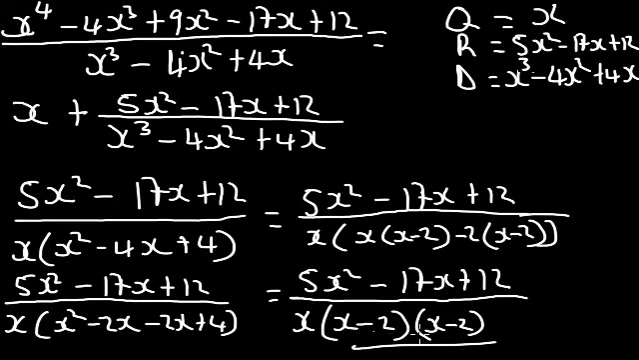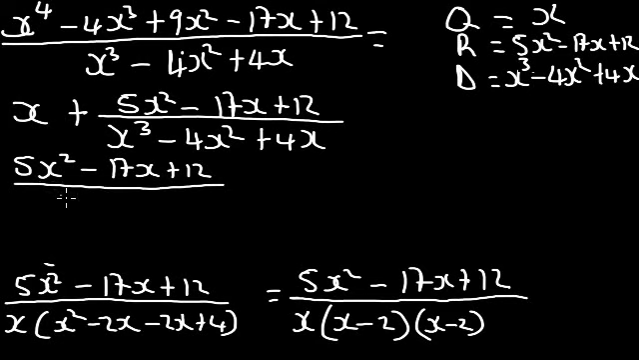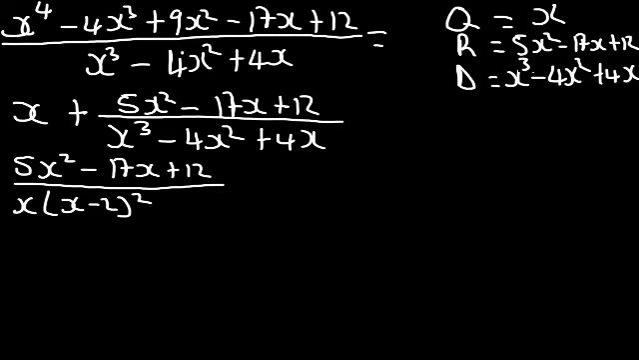Since these like terms are the same, we can write them as raised to the power of 2. So finally, the expression 5x squared minus 17x plus 12 will be divided by x in the bracket of x minus 2 all squared. Now we are having a proper fraction with a repeated root. Okay, you can see it's with a repeated root. So we need to use the idea of that.